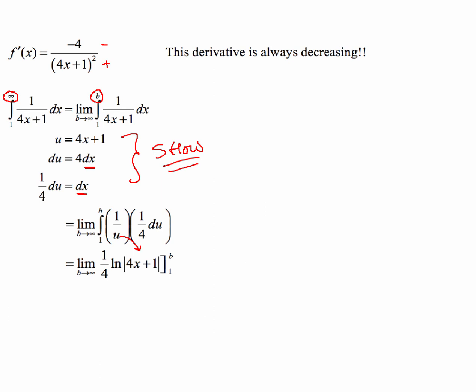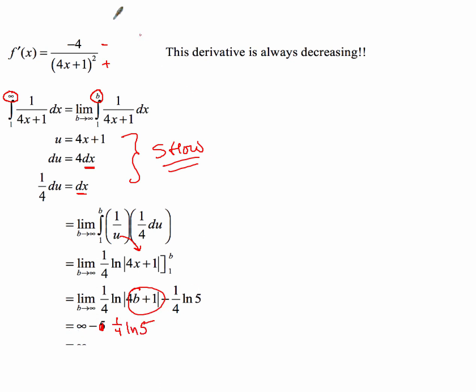Now when you evaluate this from 1 to b, you're going to end up with this expression right here. And when you plug infinity in for b, this little piece right here, you know what that's going to do, don't you? That's just going to go all the way to infinity. And of course, the next piece is going to be negative 1/4 natural log of 5. Oops, I forgot that piece there, this term here. I was typing too fast. It should be minus 1/4 natural log of 5.